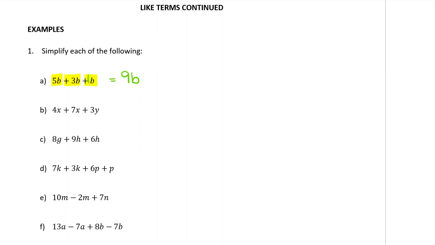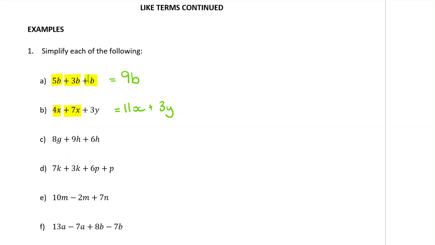But moving on to question 2, you'll see that I have different letters. 4x and 7x are the same letters, but the 3y, a y is different. So the ones that I've highlighted, I can add together. 4 plus 7 makes 11 x's, but the 3y, it's just going to have to sit on the end because it can't be added because it is different.